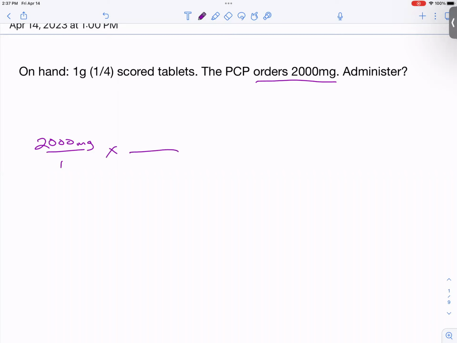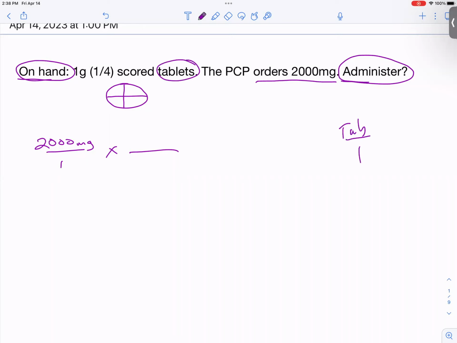And then it says on hand, meaning what is available to us, may be delivered by the pharmacist or pharmacy, or in the medication drawer that's just been sitting there waiting for you, is 1 gram. And it happens to be a scored tablet that's scored in quarters. So that means that tablet can be split like that if needed. But what is our wanted? What are we wanting to solve for? Well, it's saying, what are you going to administer? Well, if it only comes in tablets, that's what we're going to administer, is a tablet. So I put that over 1. Tablet has to be my numerator.